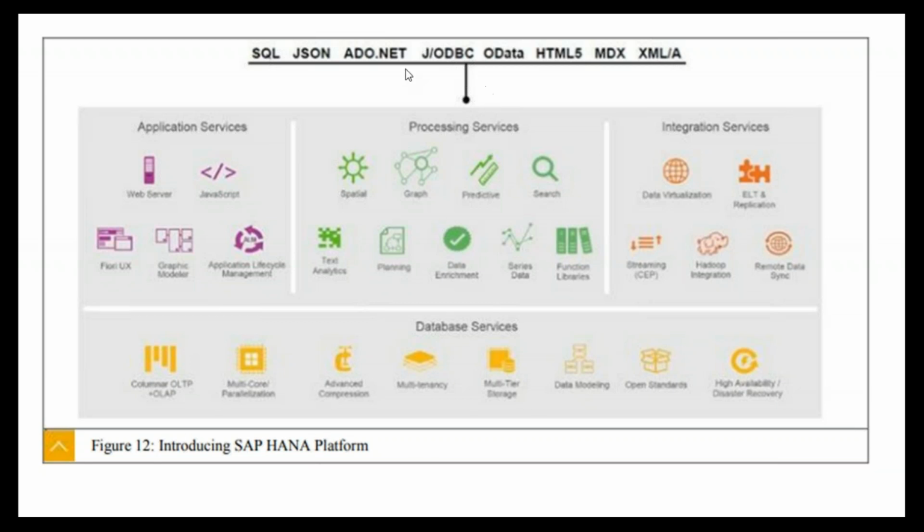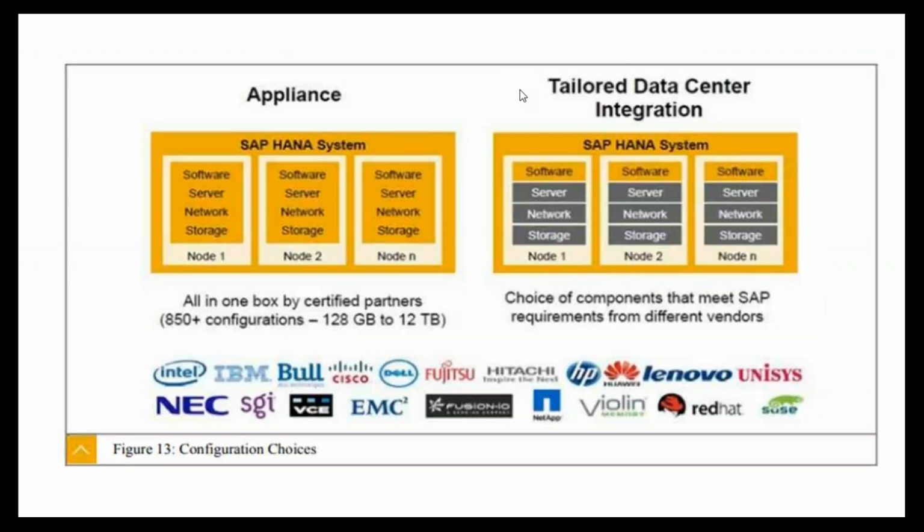You can access the data which we have in HANA through SQL, JSON, ADO.NET, ODBC, OData, HTML, and all these things. OData is a gateway to access this data, guys. If you want to access the data in HANA from some other technologies, you have to have a gateway, the OData gateway. Using the OData gateway only, we can access this data in UI5 Fiori. What the UI5 Fiori platform is, I'll explain. So we have appliances, tailored data center integration.